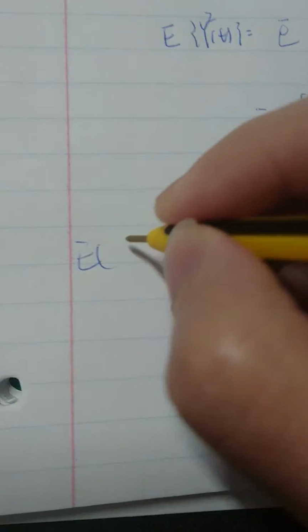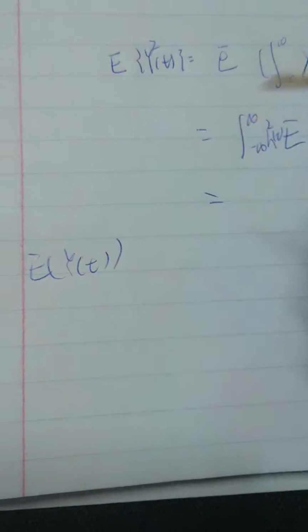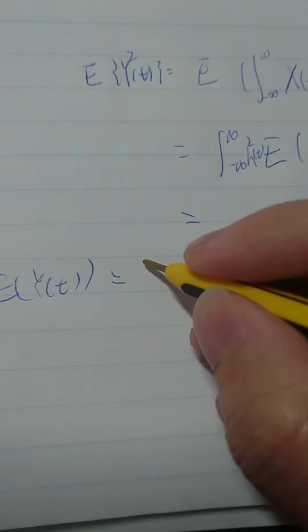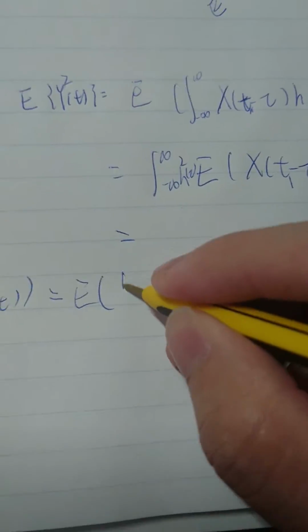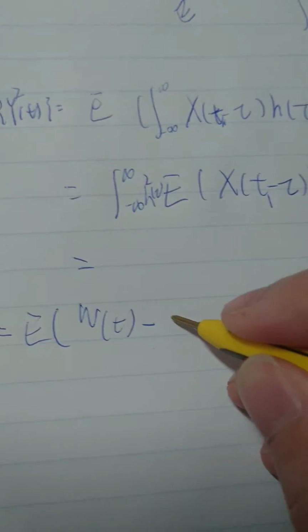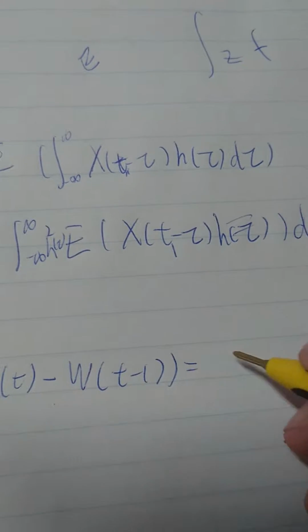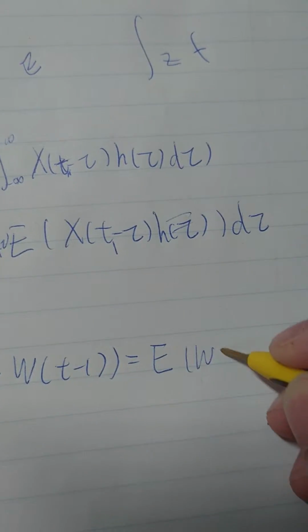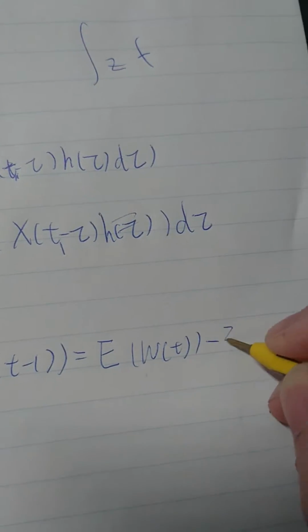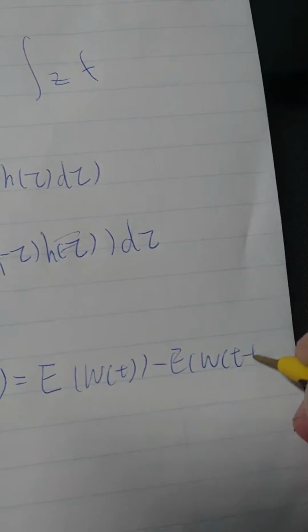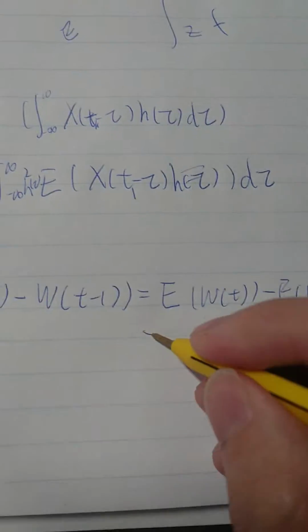So the mean of Yt equals the mean of Wt minus Wt-1, and this equals the mean of Wt minus the mean of Wt-1, and this equals 0.